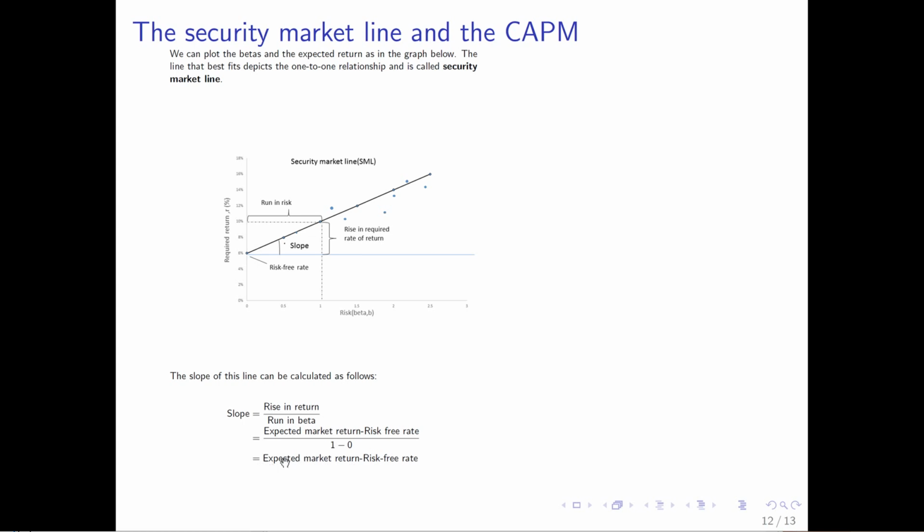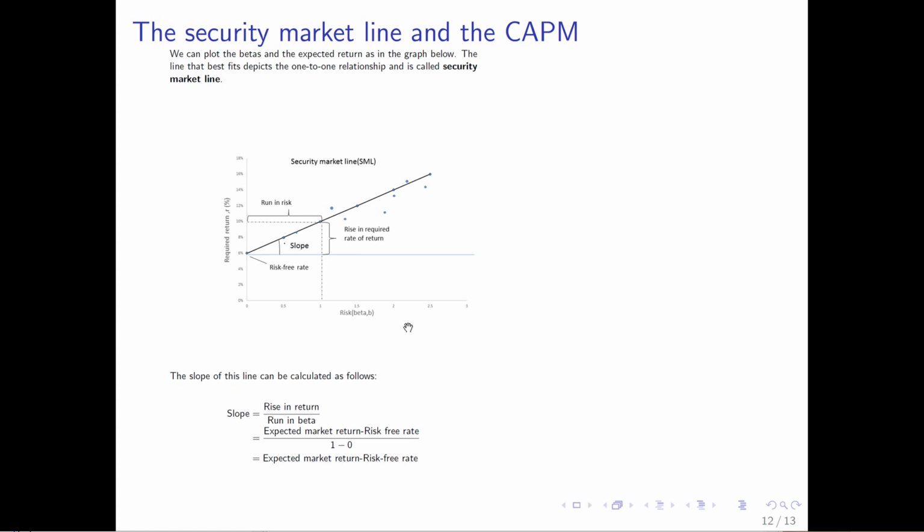So the slope is simply equal to the expected market return, that's the return you expect on the market portfolio, minus the risk-free rate of return. This is also called the market risk premium. That is the risk premium that you receive by holding a market portfolio.